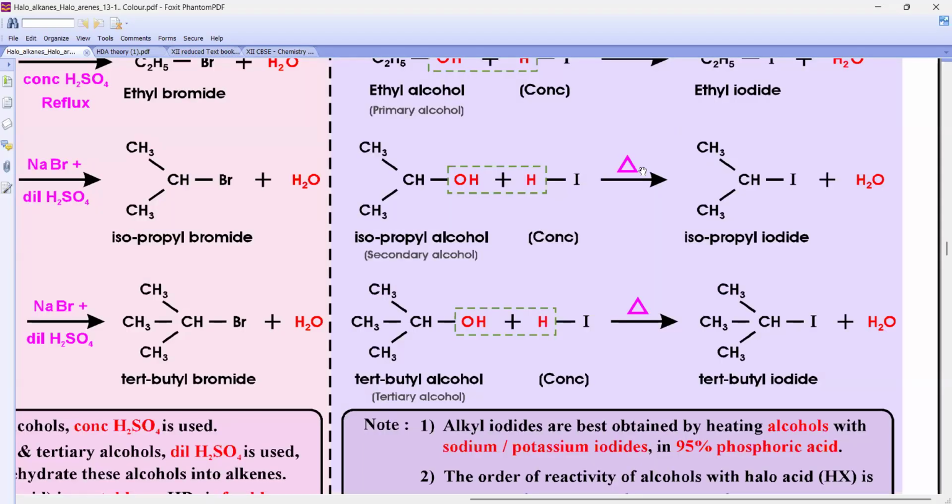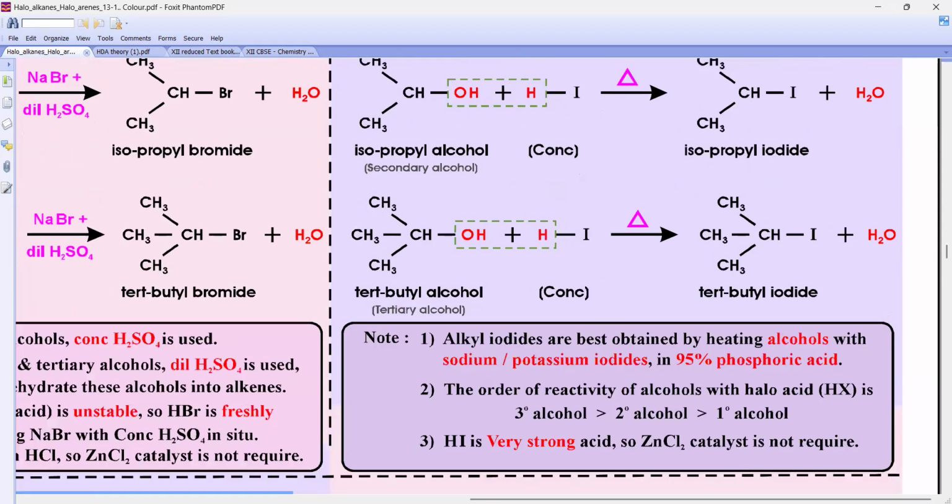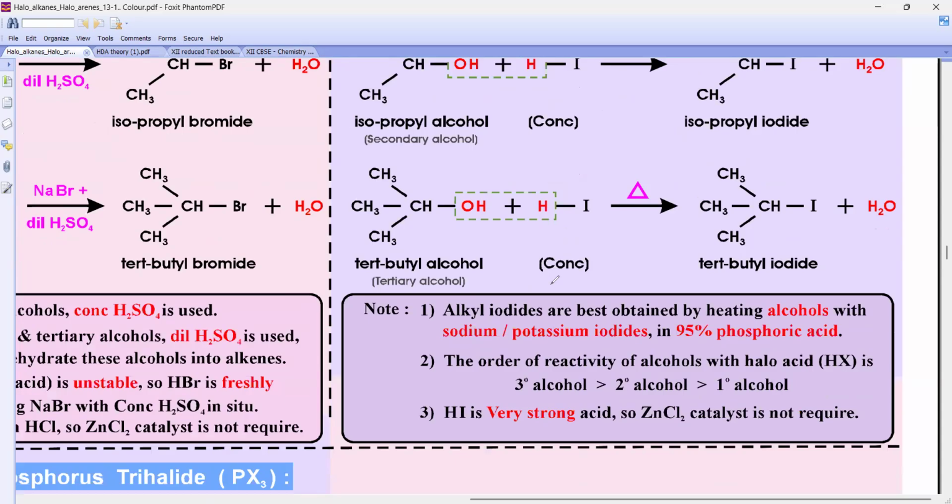Now HI is highly unstable. So HI also I have to prepare in situ. How am I going to prepare it? Look here. I am going to take sodium iodide or potassium iodide with phosphoric acid, giving Na2HPO4 and HI. Nobody will ask you to write this, but this is just for your understanding. In situ, we are preparing in situ.